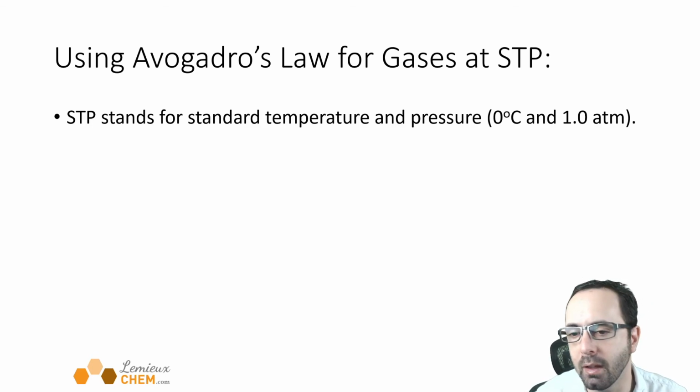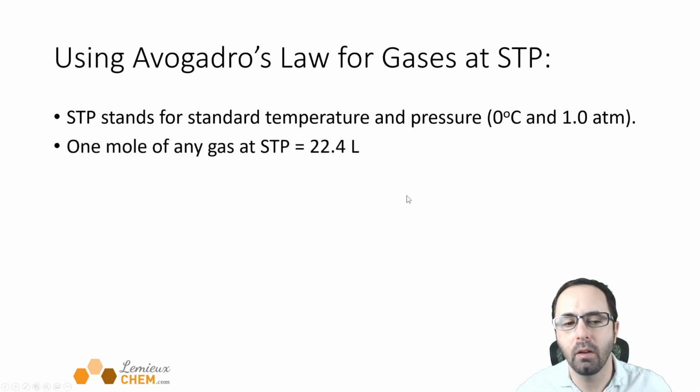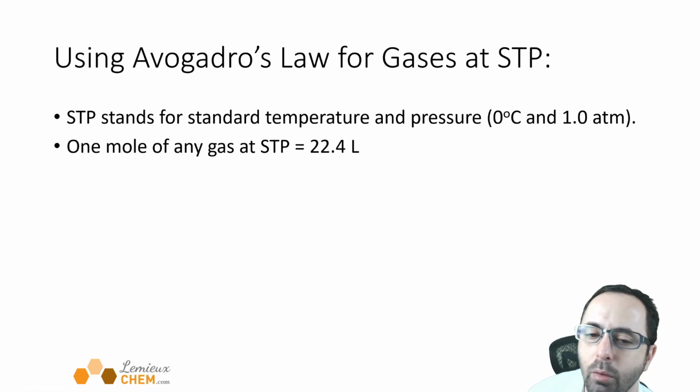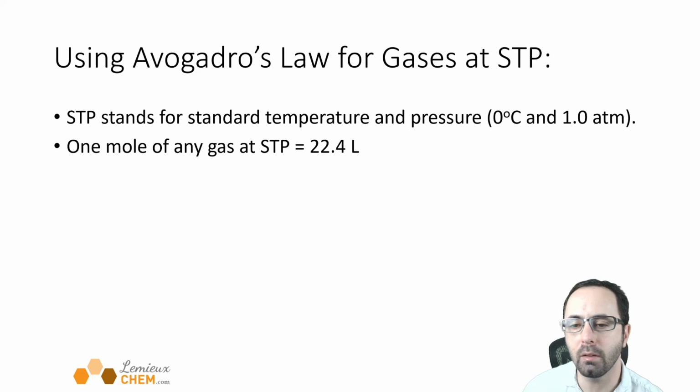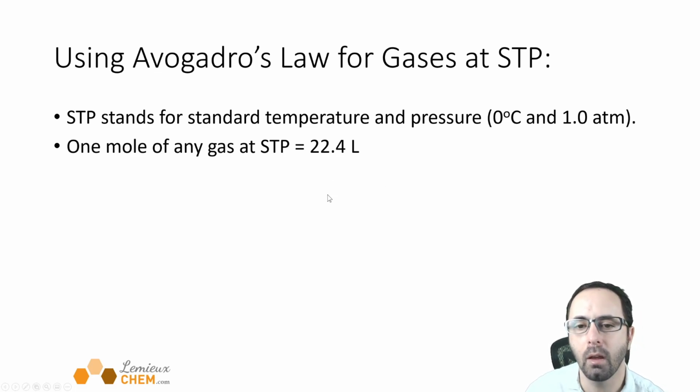That's what STP is. And what's useful about STP is that for any mole of gas at STP, the volume of that gas will be 22.4 liters if the temperature is 0 degrees Celsius and the pressure is 1 atmosphere. So that's a very useful relationship that you'll want to have in your notes, because if you're given that a gas is at STP, you can very easily figure out how many moles of that gas there is if you're given the volume.